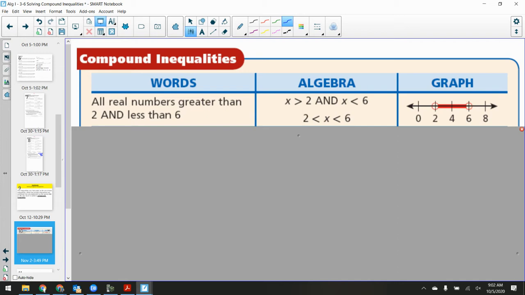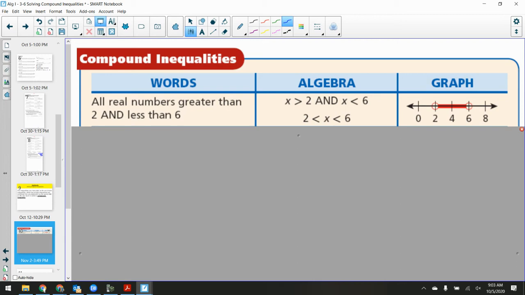Take a look at the graph and copy that down into your guided notes, please. That's what an and graph will look like, where they connect in the middle. If I just wanted all numbers greater than 2, you know, 3, 4, 5, 6, 7, 8, 9, 10, up and so on. But if I restrict that to greater than 2 and less than 6, now I have to cap it at 6. 7 is greater than 2, but it's not less than 6. So I have to restrict it a little bit more.